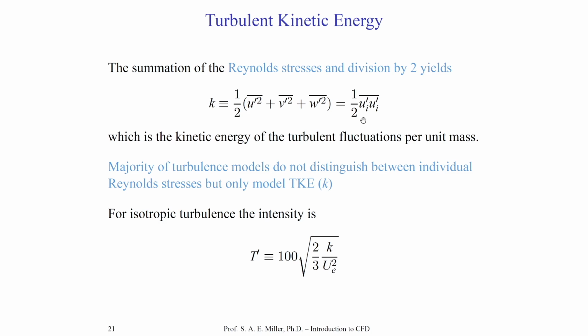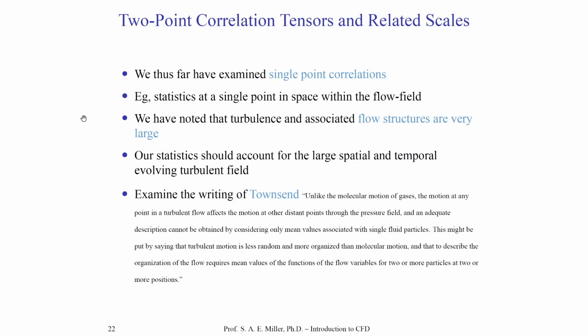We might also have to consider, for closure purposes, to close these systems of equations, the idea of finding statistics at multiple points. We have noted that turbulence and the associated flow structures are very large. This means, and you've seen earlier, that we have the idea of correlations through averaging. We would like to know something about the properties of the turbulence beyond one-point statistics, that is, using two-point statistics.